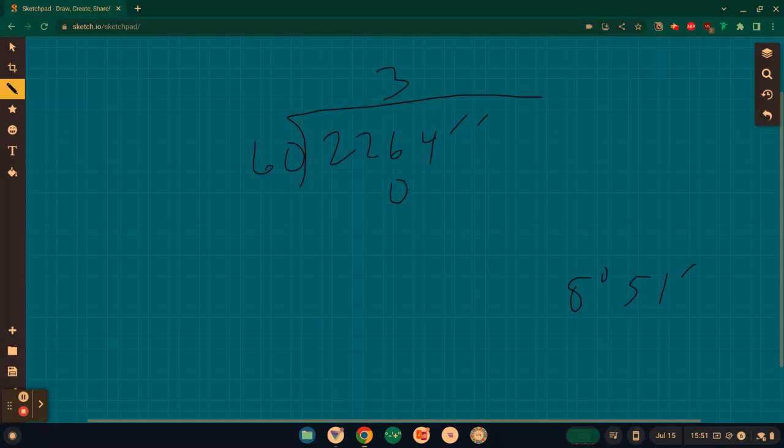3 times 0 is 0. 3 times 6 is 18. And that gives us 6, and that gives us 4. So we have 46 left over. We bring down that 4. We get 464, and that's going to be 7. 60 goes into this 7 times. 7 times 0 is 0. 7 times 6 is 42, and that gives us 4 and 4. So we get 37 seconds, and we have an extra 44 seconds.